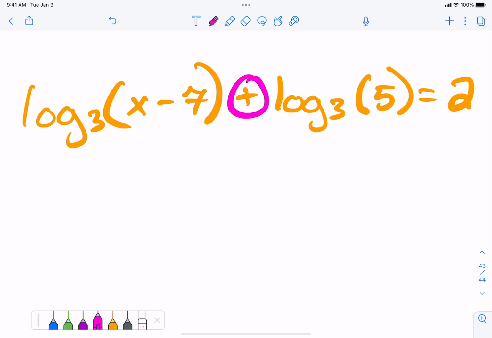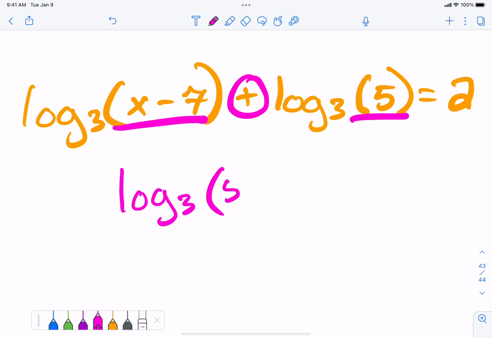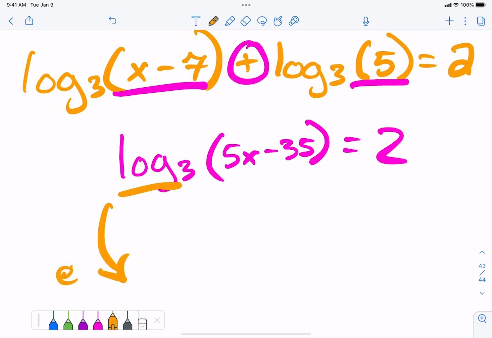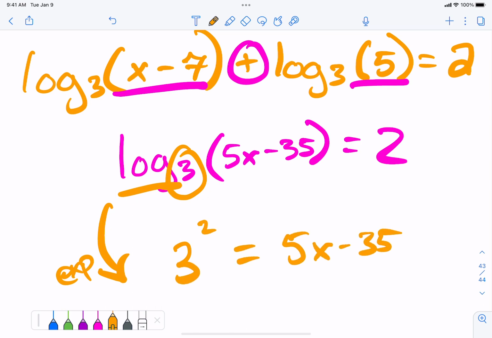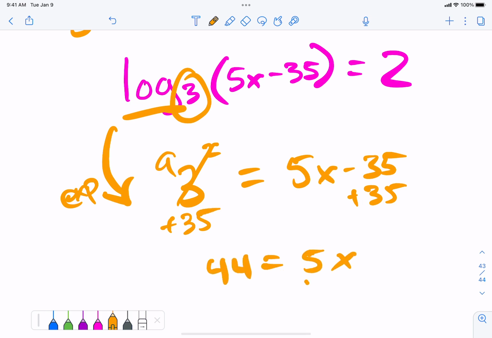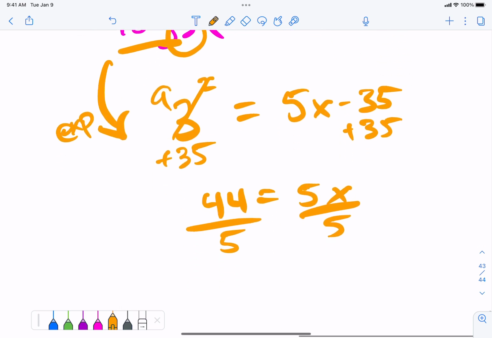Plus means multiply, right? So log base 3 of, you're multiplying this by this. So I'm just going to distribute: 5x minus 35 equals 2. Then what? I have a log on one side and a number on the other. I'm going to make it an exponential function. If you get to this point and you get stuck, make it exponential. So 3 to the second power equals 5x minus 35. But 3 to the second power is 9. Then I'm going to add 35. 35 and 9 is 44 equals 5x, and then divide by 5, which is like 8.8-ish.